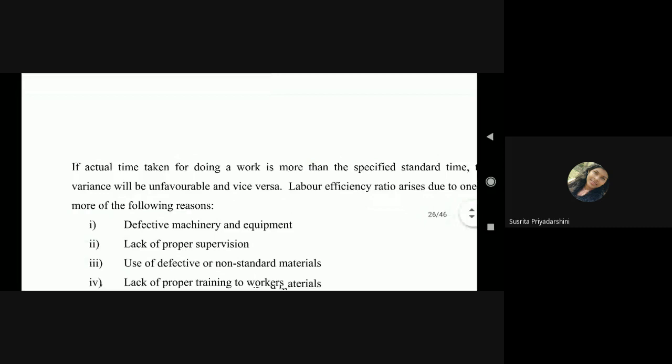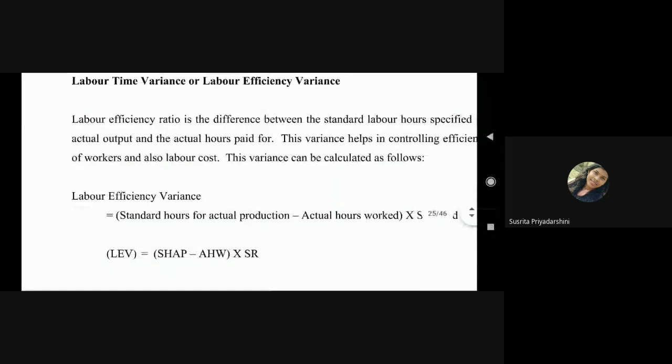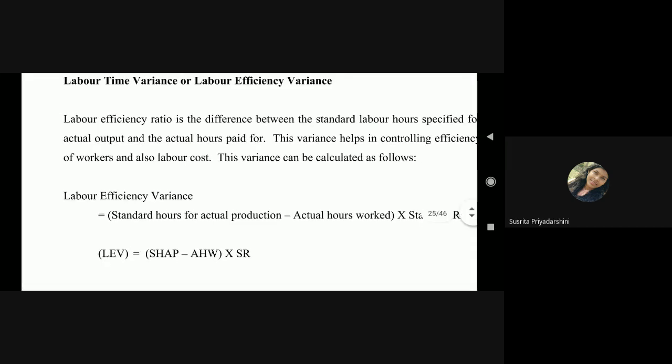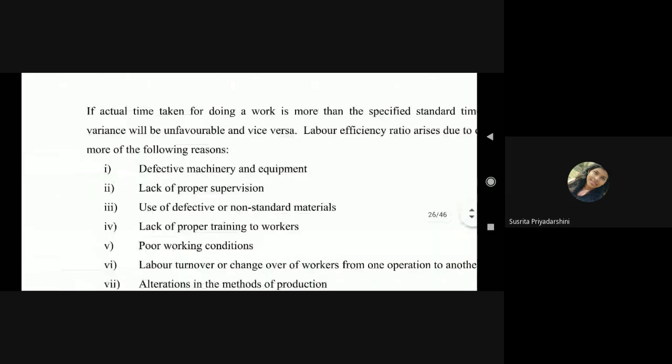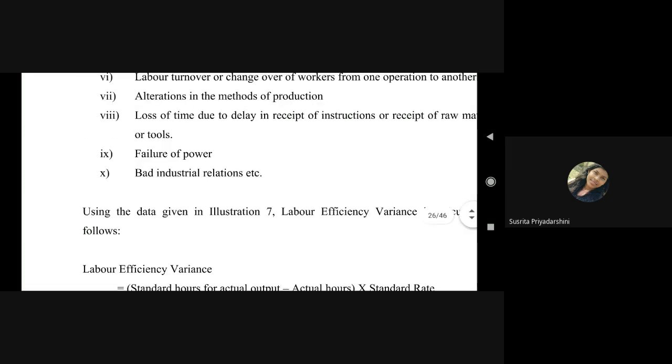Labor rate of pay or efficiency variance. Time variance or efficiency variance. Time means here the actual time and standard time, it is to be taken into account. So here it is written standard hours for actual production minus actual hours work into standard rate. So this is the one. So 1000 minus 980 into 5. This is the standard rate. So it is coming 100 favorable. So 980 adverse plus 100 favorable, 880 adverse. So you can verify this one.